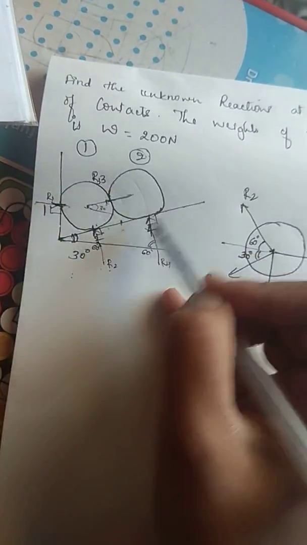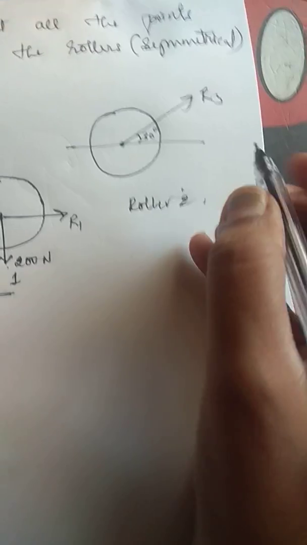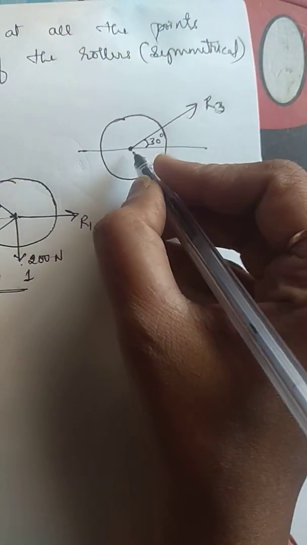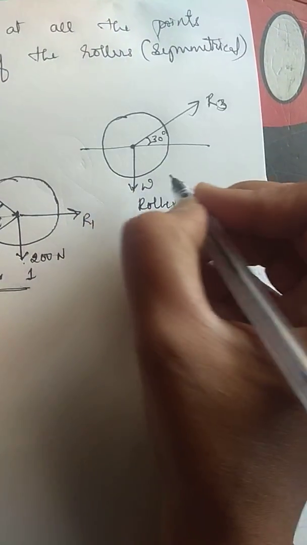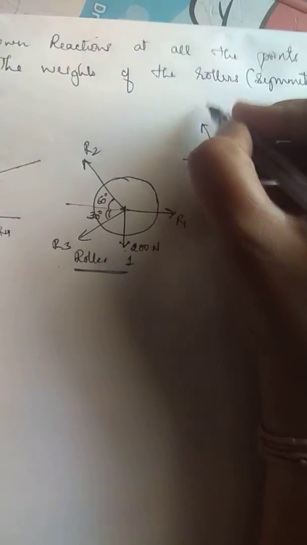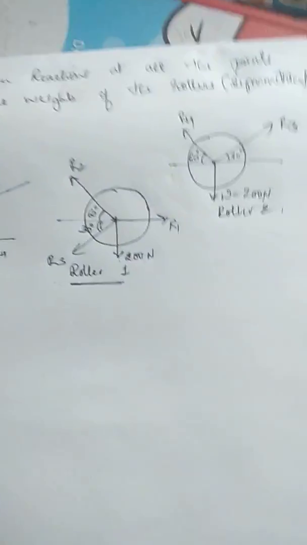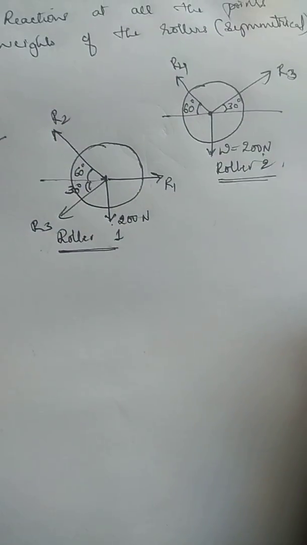Now coming back to roller 2, it has its weight, R4 and R3. So this is R3, already shown in the figure. Its weight W is 200 newtons. And I will have R4, which makes an angle of 60 degrees. So we'll show R4 making an angle of 60 degrees to the plane. So this is the free body diagram for roller 1 and roller 2.